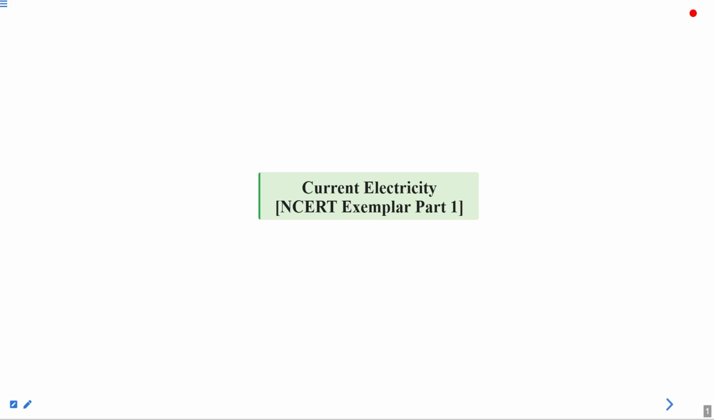So, hello students. Today we are going to discuss current electricity NCERT example part 1.